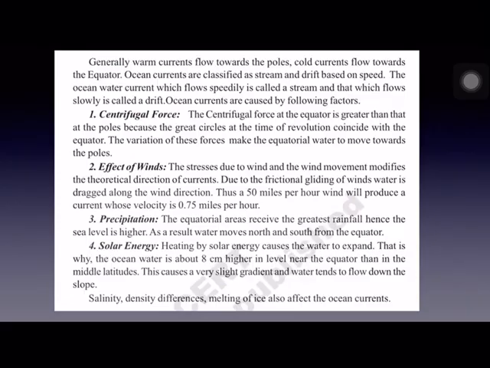Now the third factor is precipitation. In and around the equator, there is a low pressure area which is called as doldrums or ITCZ. ITCZ means Intertropical Convergence Zone. Doldrums is the low pressure area in and around the equator. And wherever there is low pressure on the Earth's surface, it leads to heavy rainfall. So low pressure areas receive more rainfall.